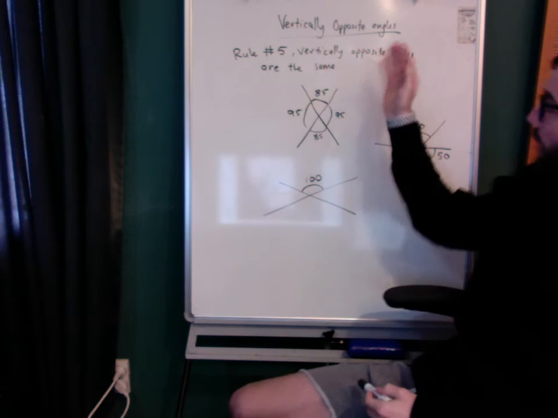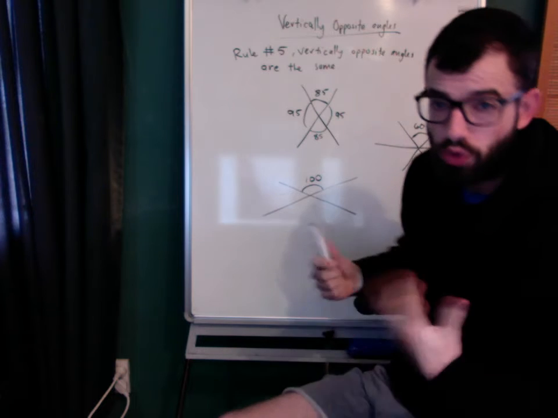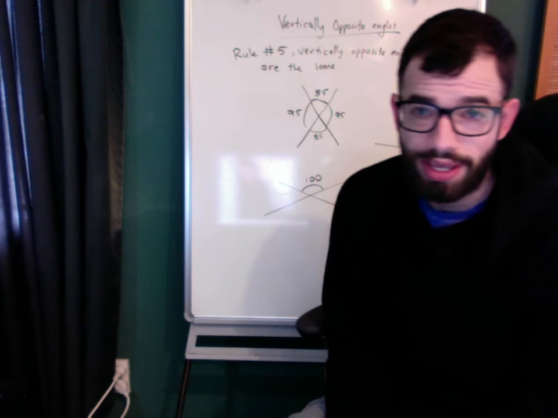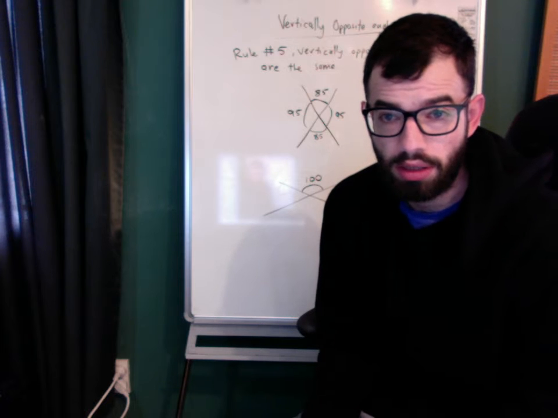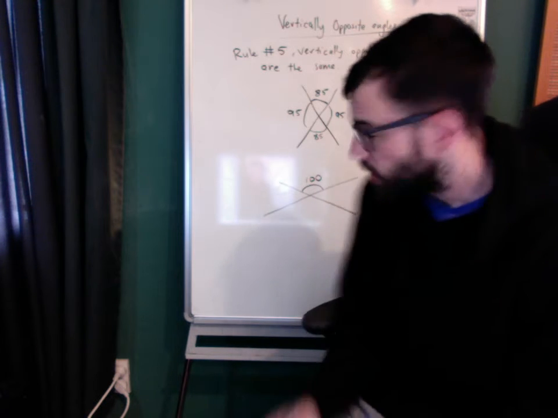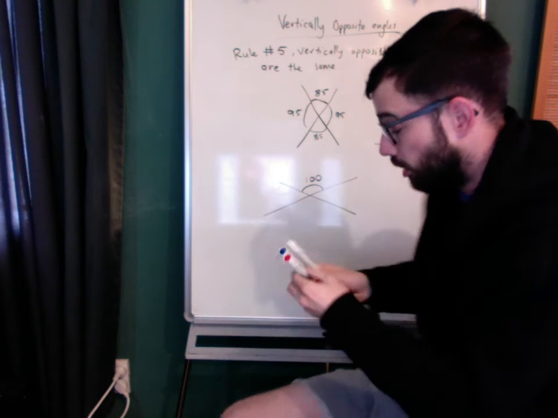In today's video, we're looking at vertically opposite angles. The rule that applies for vertically opposite angles is that they are the same. So if two angles are vertically opposite, they have the same value. We'll look at this first diagram and just identify what is vertically opposite.